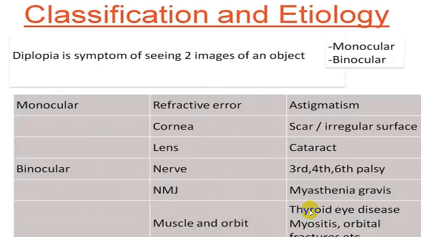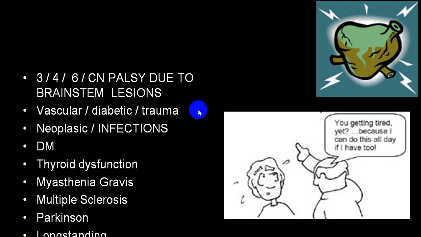disorder, it is also called thyroid ophthalmopathy, or it can be because of even exophthalmos, retroorbital tumors, and as far as the orbit is concerned, retroorbital tumors or fracture of orbital bones, etc., can produce diplopia.